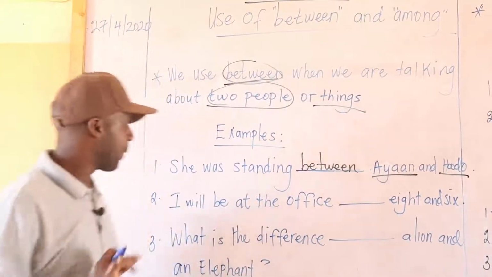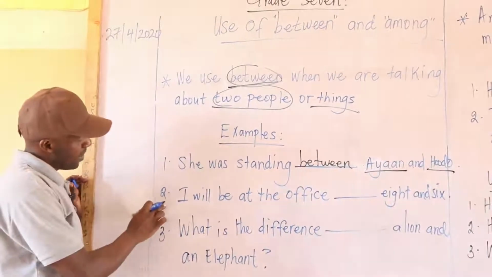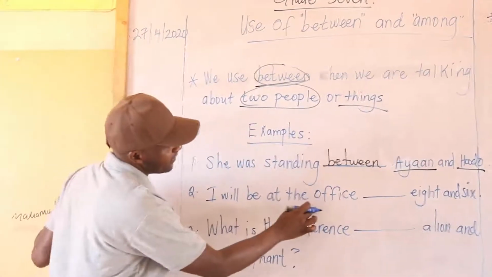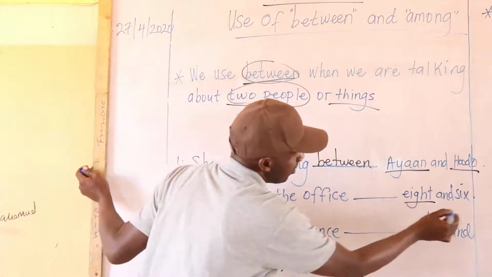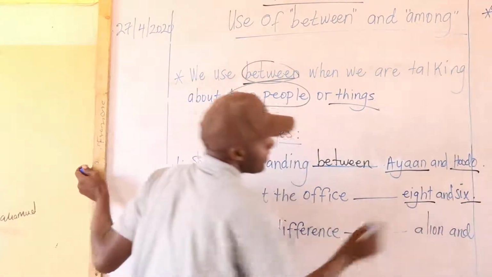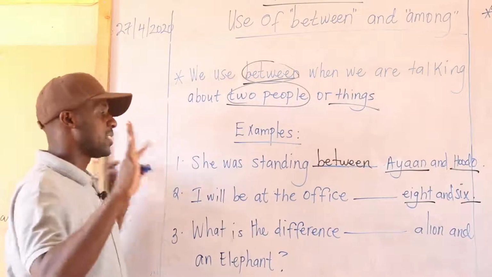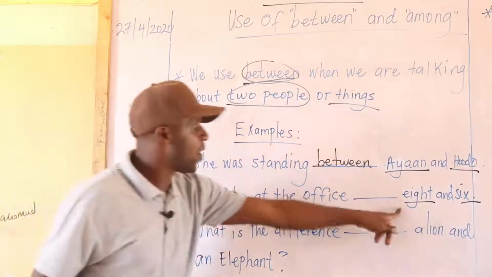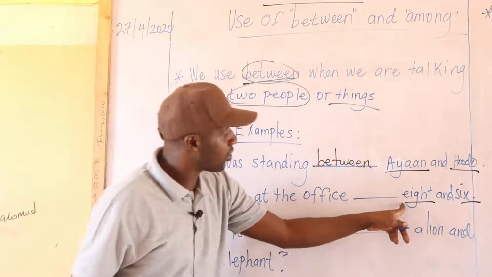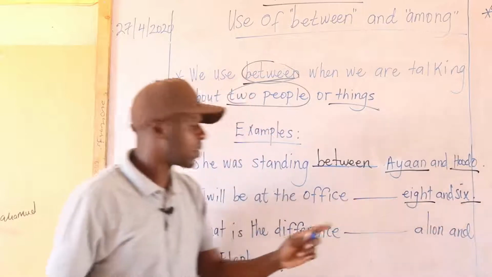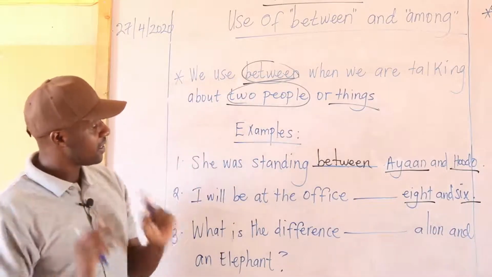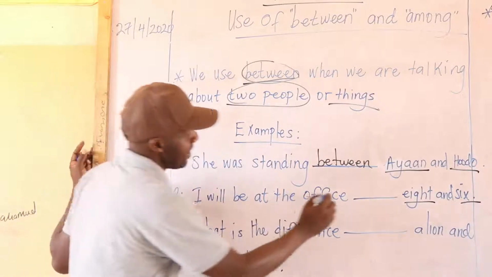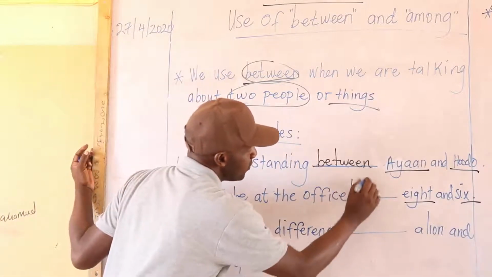Only two people. Now number two: I will be at the office dash 8 o'clock and 6. So it is two alternatives. Either 8 o'clock or 6 o'clock. So it is just about two things. So the answer here still is between.